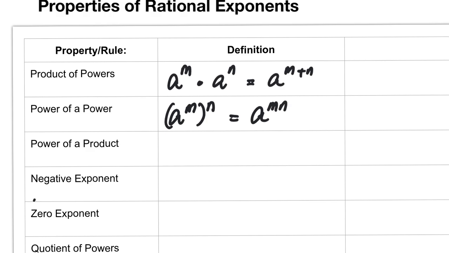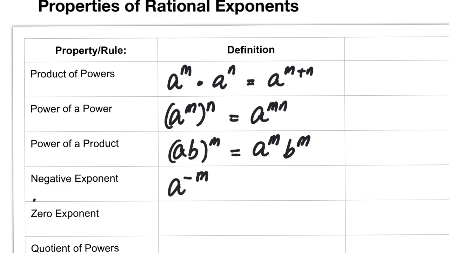The power of a product is characterized by two different numbers raised to exponent m, and what we're going to do with this is simply distribute the exponent: a raised to m and then b raised to m. The negative exponent: let's say a number a is raised to a negative exponent, we can simplify it by creating a fraction and making the exponent positive. But in here, the condition is that a should not be equal to 0, or the denominator should not be equal to 0.